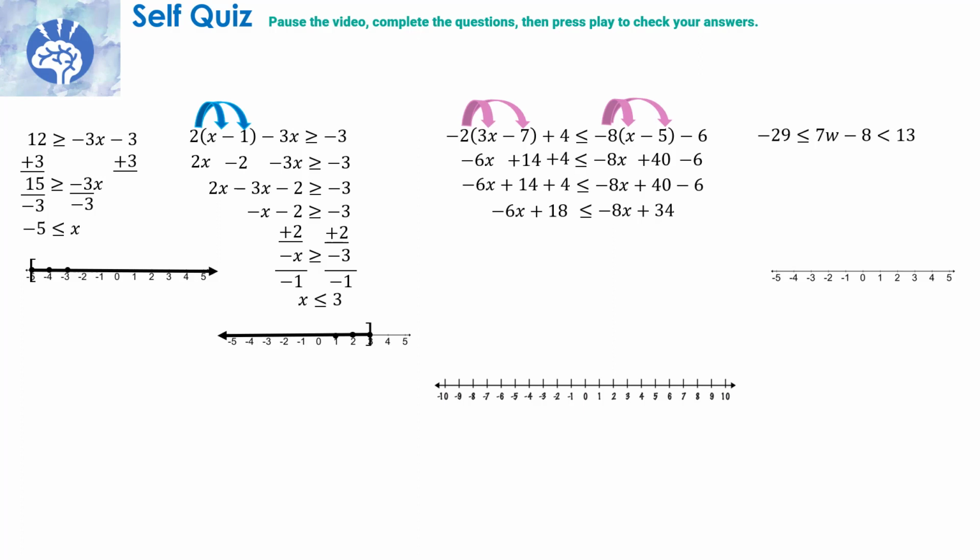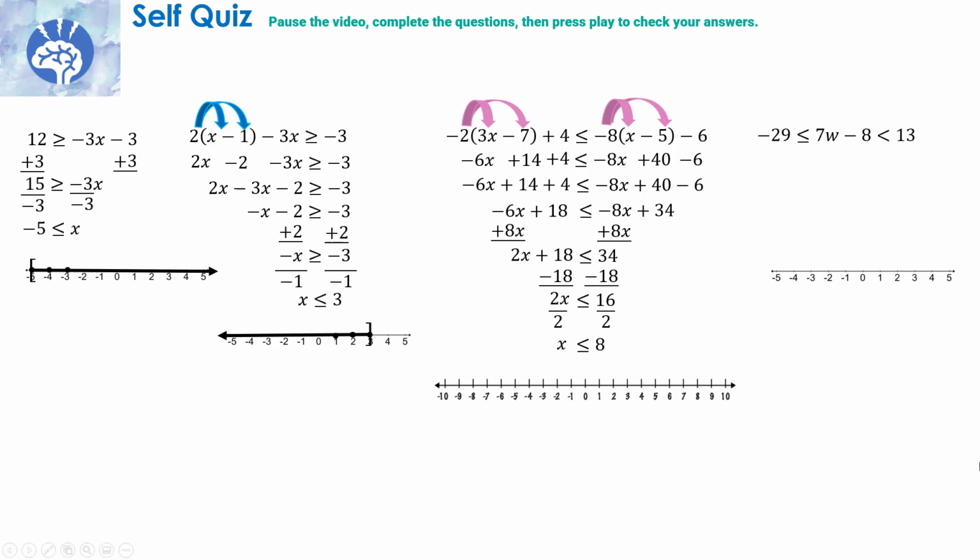We need to get all the x's on one side, everything else on the other side. As I've said before, I like to put my x's on the left side, and I like to move my x's first. So the opposite of negative 8x is positive 8x. I'm going to add 8x. We have 2x plus 18 is less than or equal to 34. I want to get 2x by itself. That means I have to subtract 18 from both sides. Now we have 2x is less than or equal to 16. I need x, which means I have to divide by 2. And finally, our solution is x is less than or equal to 8.